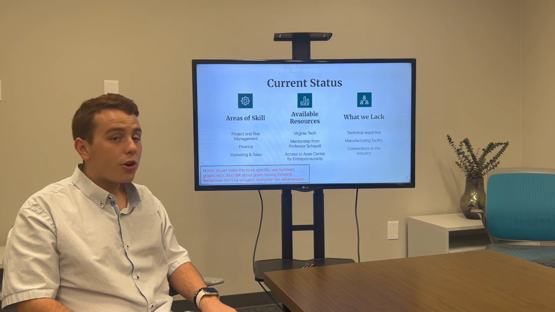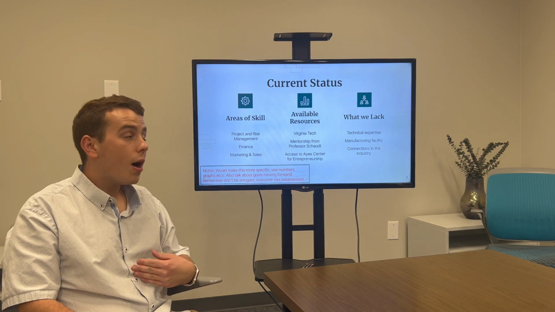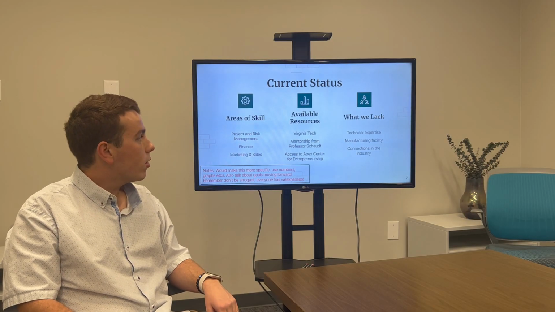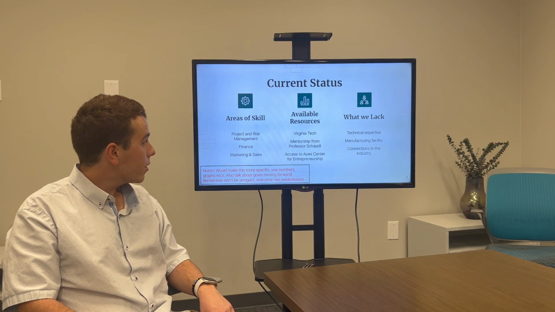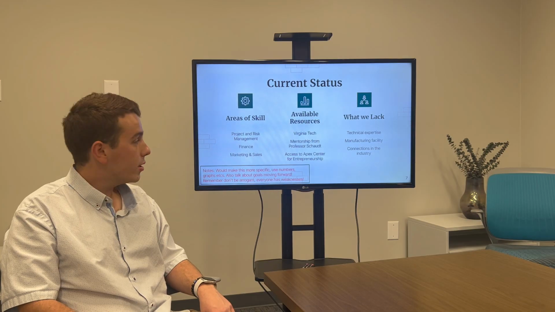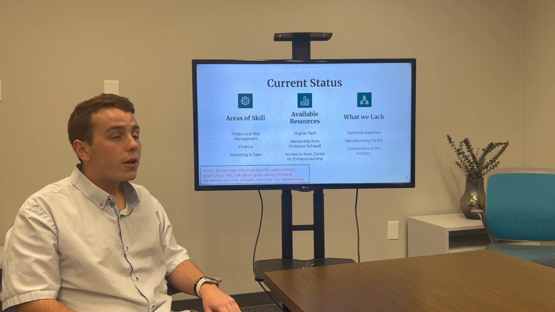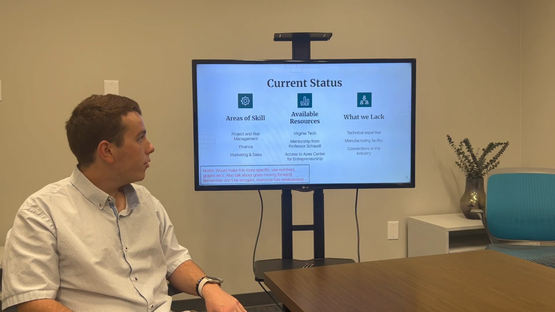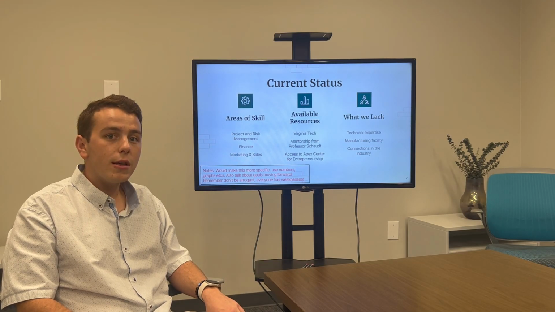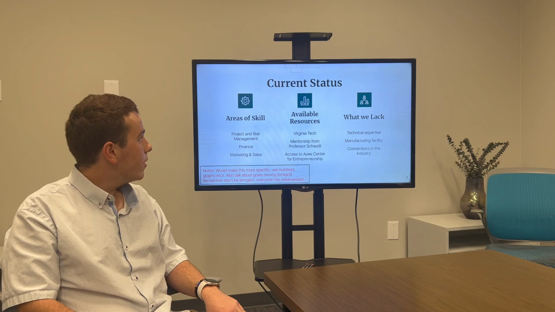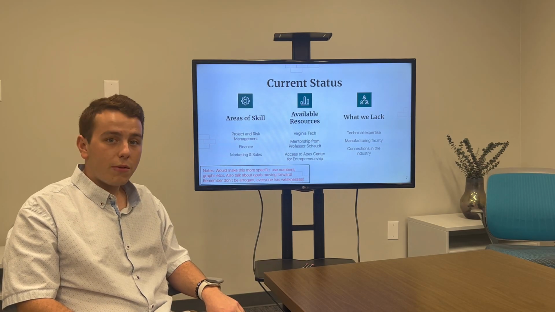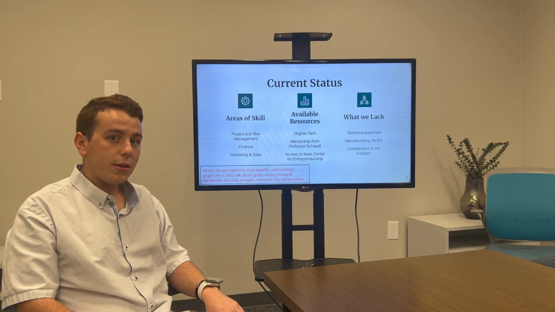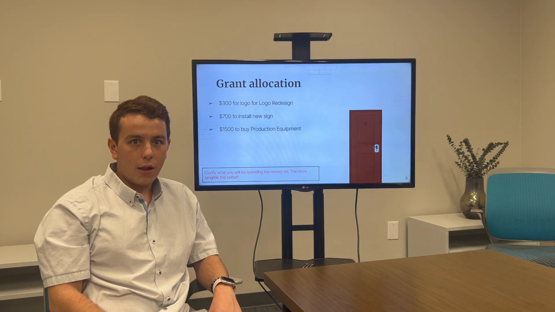Moving on, we got into our current status. We talked about our core competencies as well as the available resources such as Virginia Tech, the university that we were launching this out of, but it's also important to get into what you lack. People want to know that you're self-aware and you know your capabilities as well as your shortcomings, and this is a slide where you want to get into what you're able to provide as well as what you still need to be successful. Now we're going to get into the grant allocation.